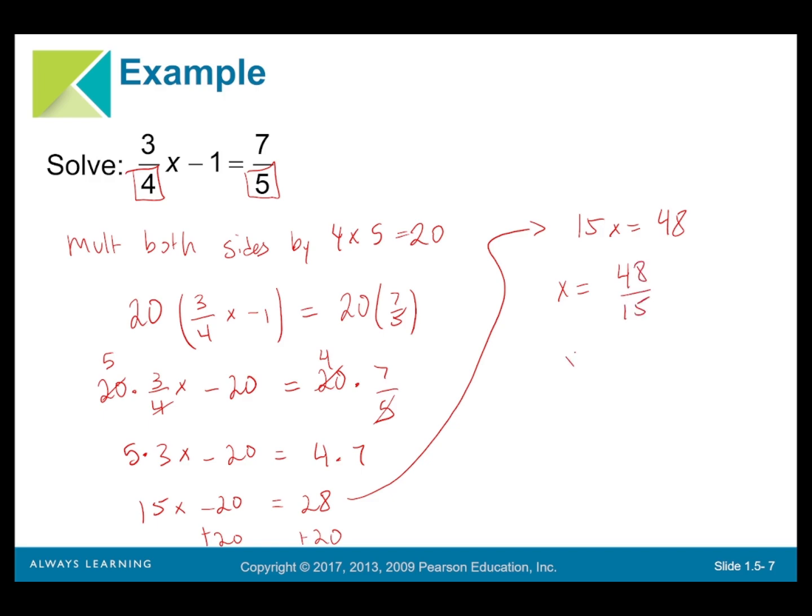And that can be reduced a little bit because notice they're both divisible by 3. 48 divided by 3 is 16. And 15 divided by 3 is 5. So 16 over 5 is what that reduces to. So your answer might have fractions in it, but very quickly, again, by doing this multiply by 20 trick, we were able to get rid of the fractions.